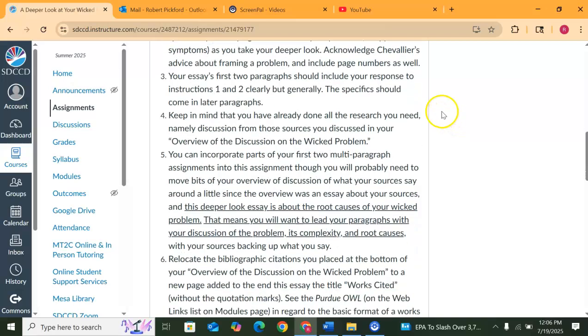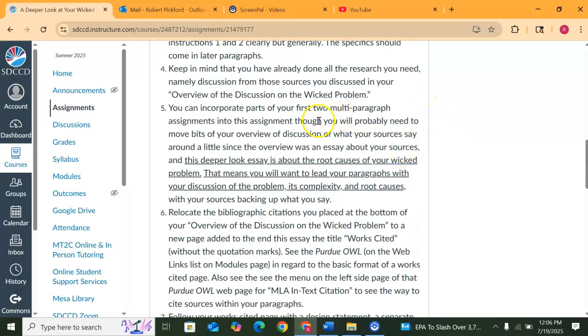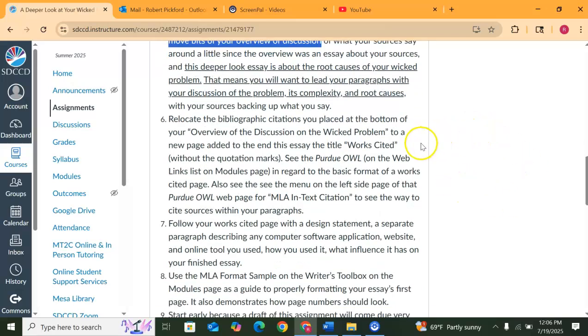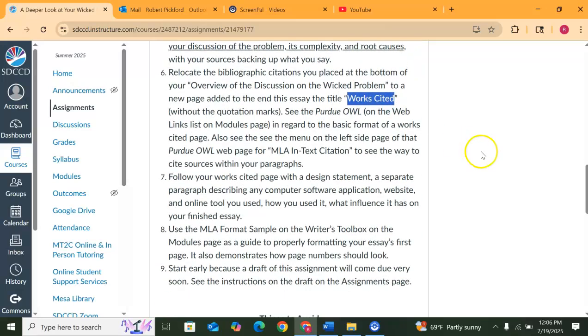For that reason, and what I'm saying here is important, use them, but you're going to need to move bits of them around so they don't lead your paragraphs, because your discussion should lead the paragraphs, but your sources are there to support what you're saying. They're playing a supporting role rather than a leading role this time. And those bibliographic citations you had at the end of the overview, just move them down one more page, put a title in the middle of the top of the page, call it Works Cited, and you're done there.